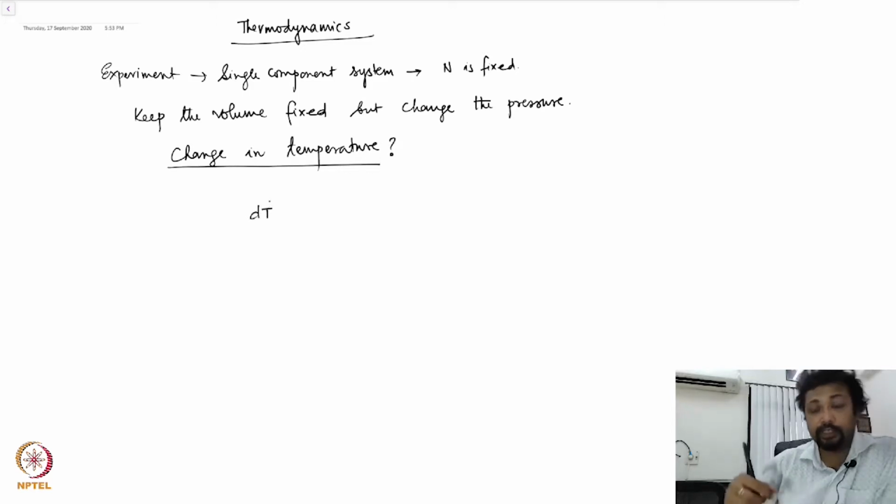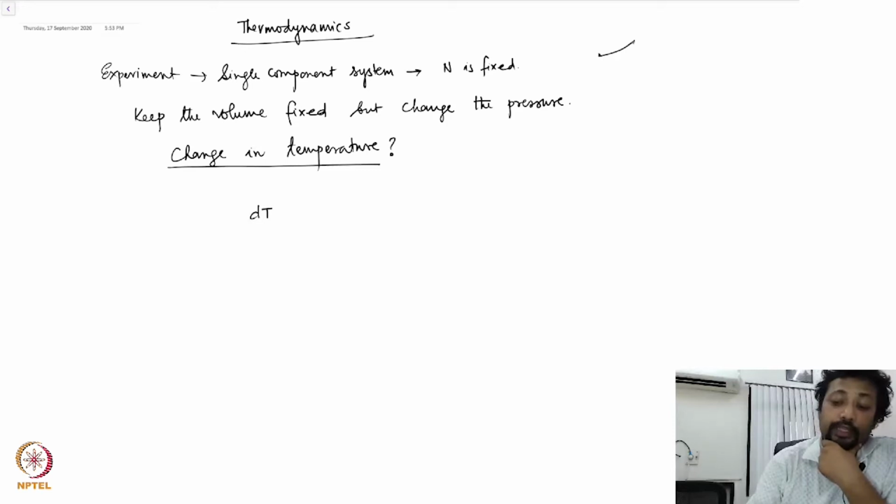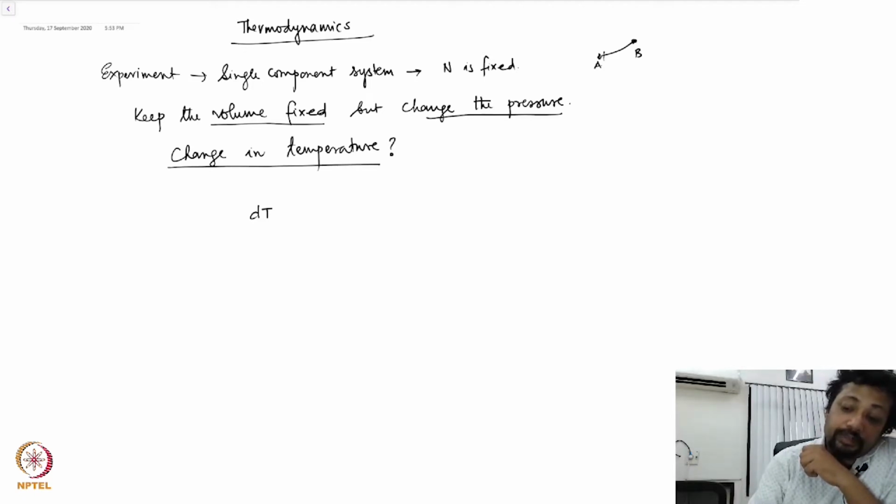So one can imagine that I have taken the system from A to B, let's say, in a quasi-static way, where I've kept the volume fixed, but I've changed the pressure. So I want to figure out how much change in the temperature there is. For this, I will imagine first an infinitesimal step on this path from A to B, and the infinitesimal change dT for me is going to be del T del P, because I'm changing the pressure but keeping the volume and particle number fixed, times dP.